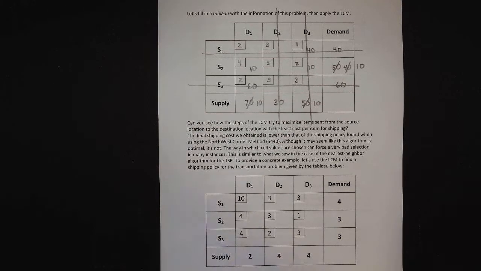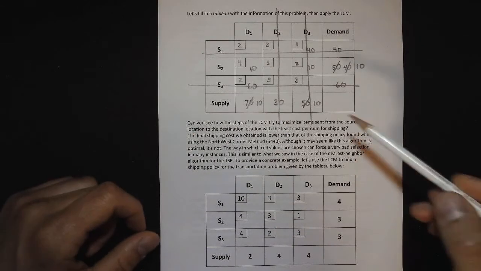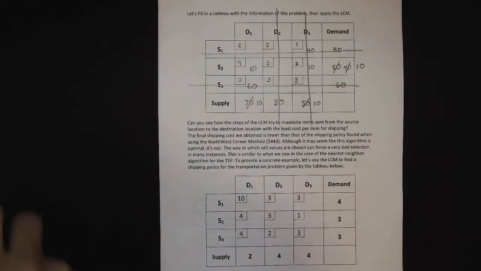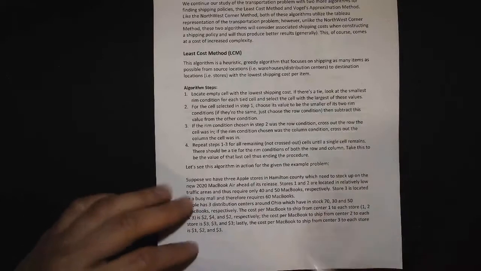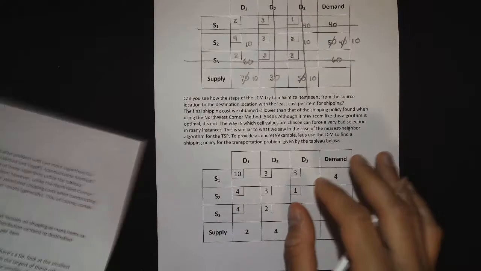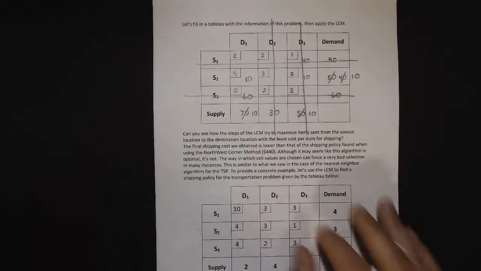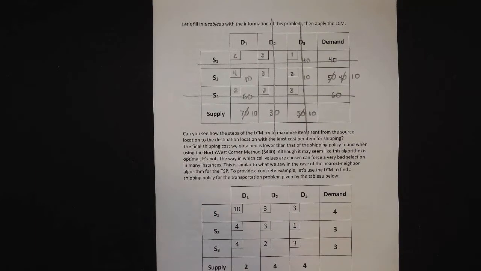Hey guys, we're going to continue where we left off, and that was with the least cost method. We had just finished a transportation problem, the one we had done for the northwest corner method, with the Apple stores in Hamilton County and the distribution centers in Ohio. So this was the final shipping policy we had obtained.